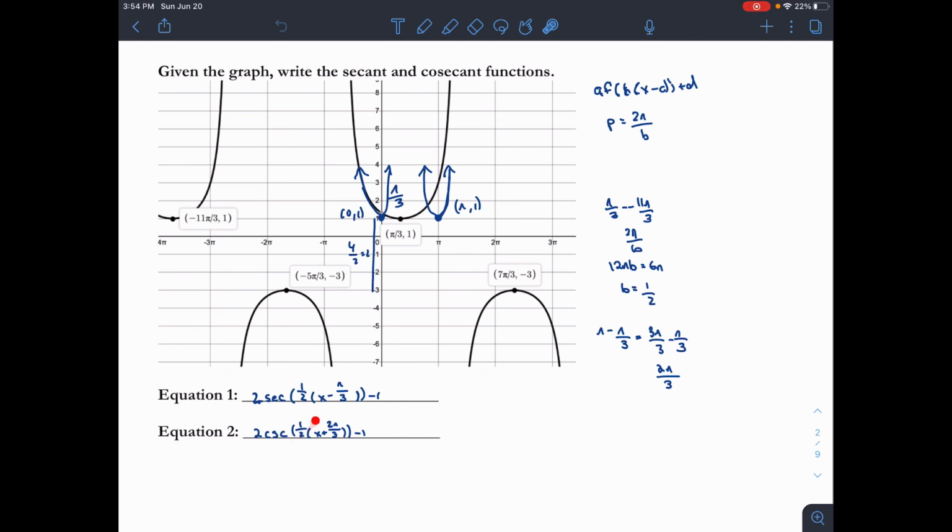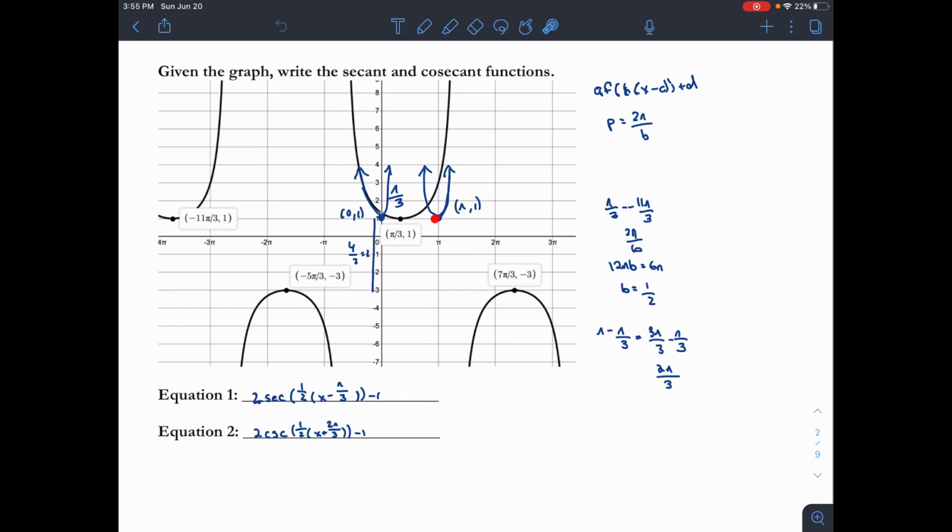So for the secant and cosecant, it's basically the same except for, of course, the secant and cosecant here, but also the negative pi over 3 and the 2 pi over 3. We got this 2 pi over 3 by doing the same thing we did for the other one. We take the pi here, we take the negative pi over 3, which is here, and then we subtract it, we find the difference.